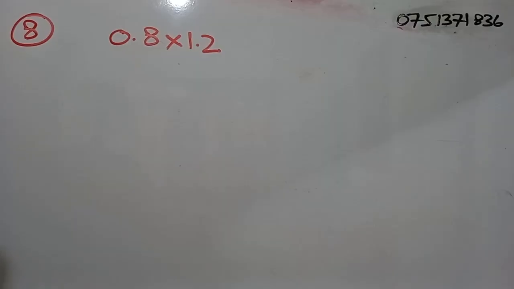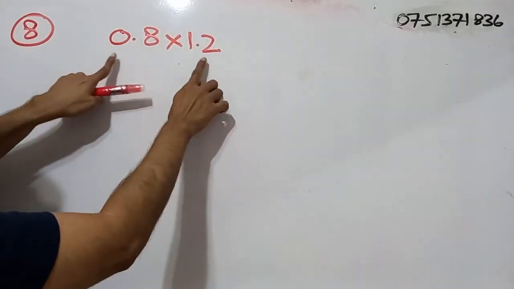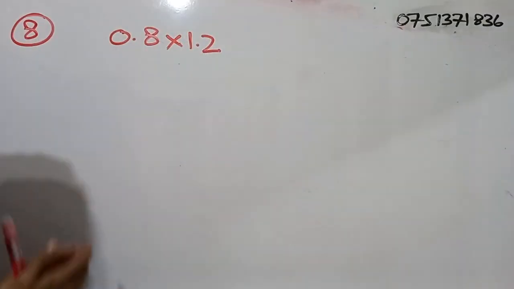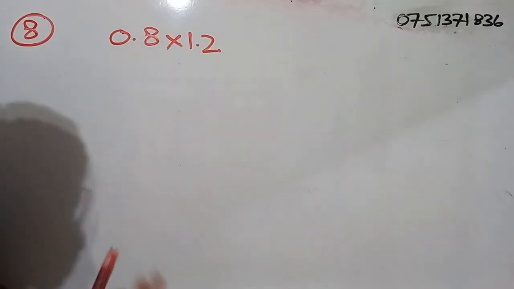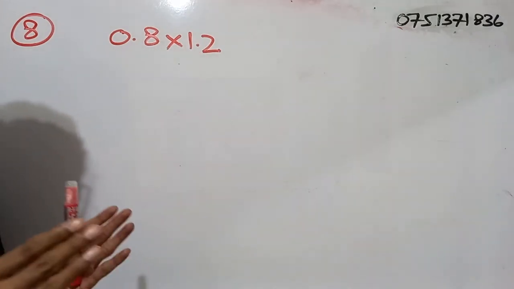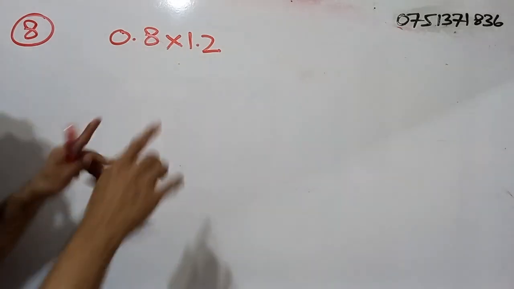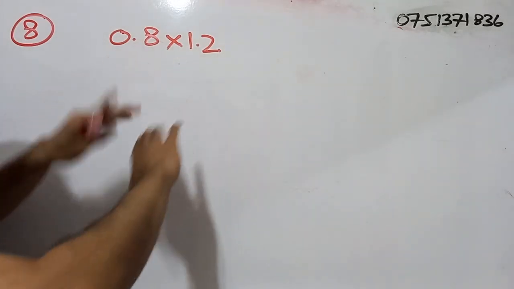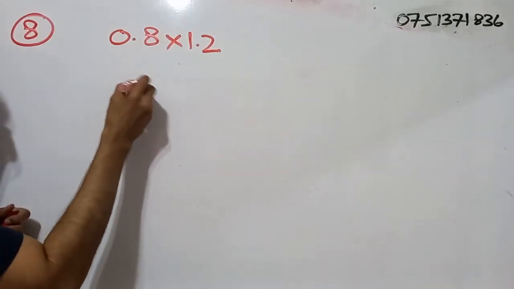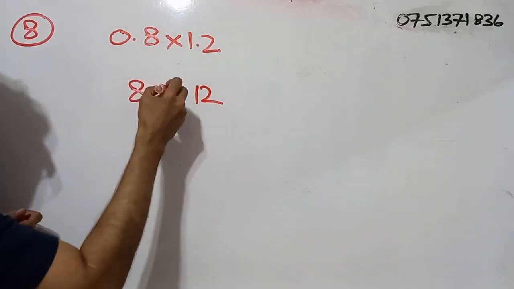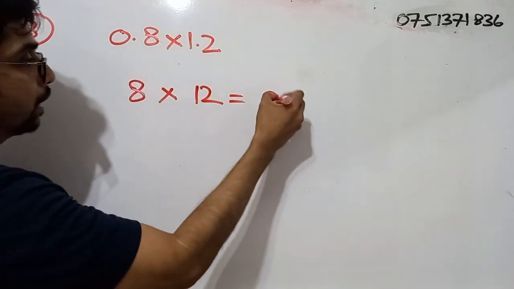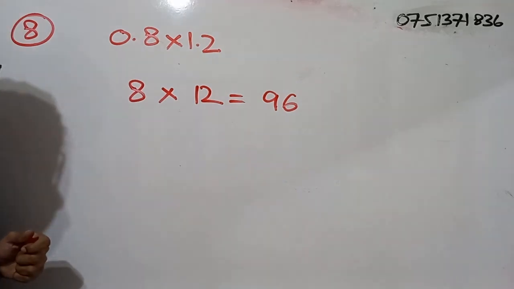Right. Question number 8. So we have to simplify these two decimals. That means we just have to multiply these two. So these two are what? Decimals. So when we multiply decimals, what do we do? We imagine these two decimals without any decimal places. So what will it be? 0.8 will be 8. 1.2 will be what? 12. So 8 into 12, what is that? We know that is 96.